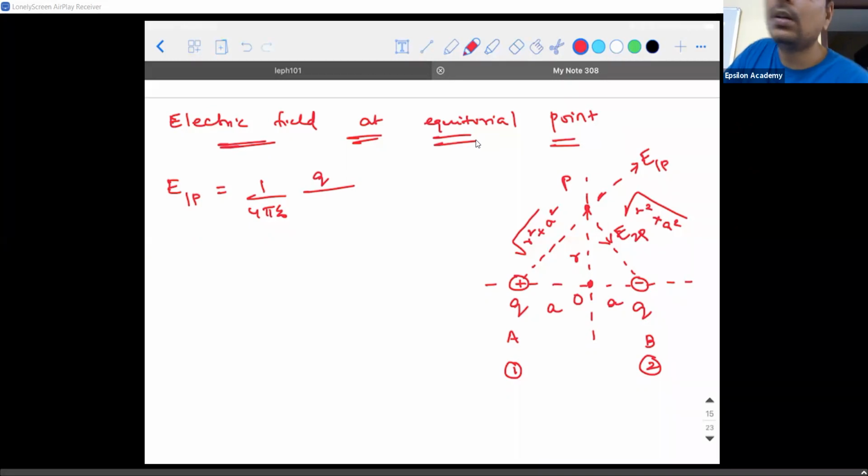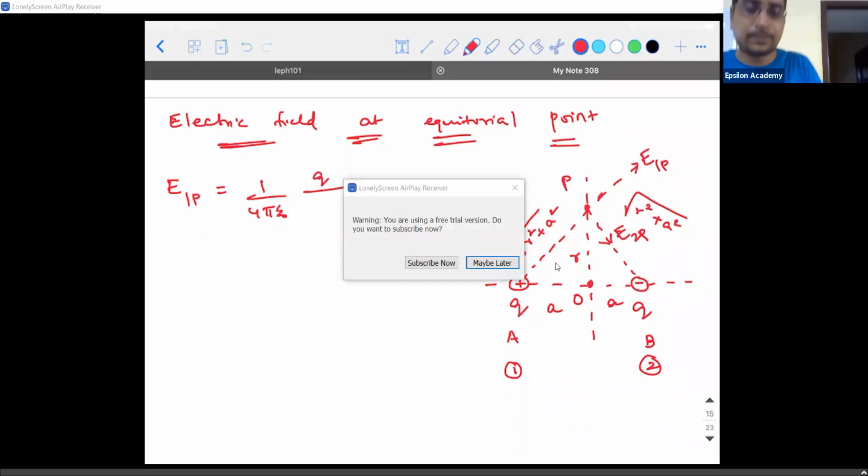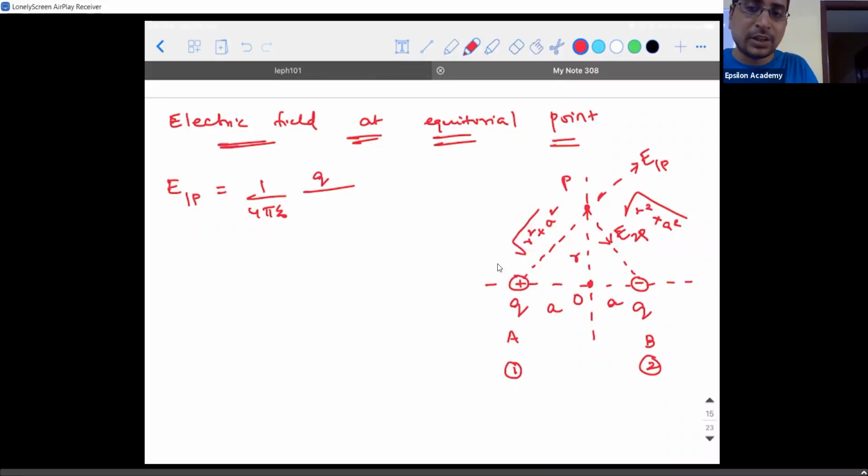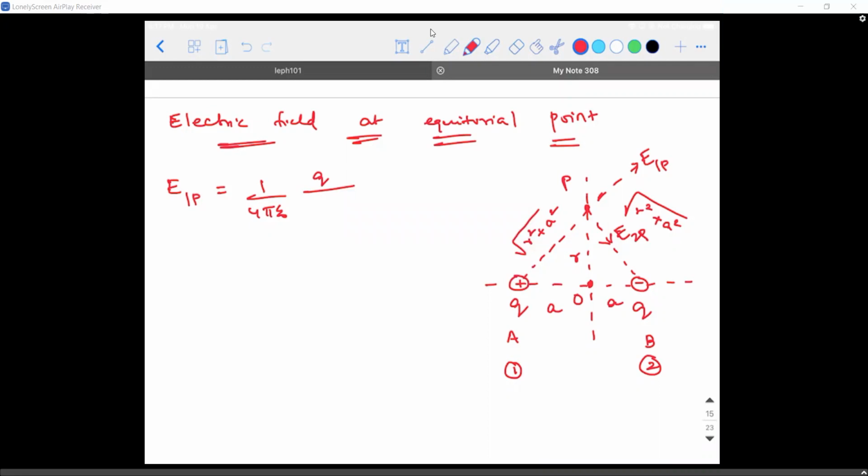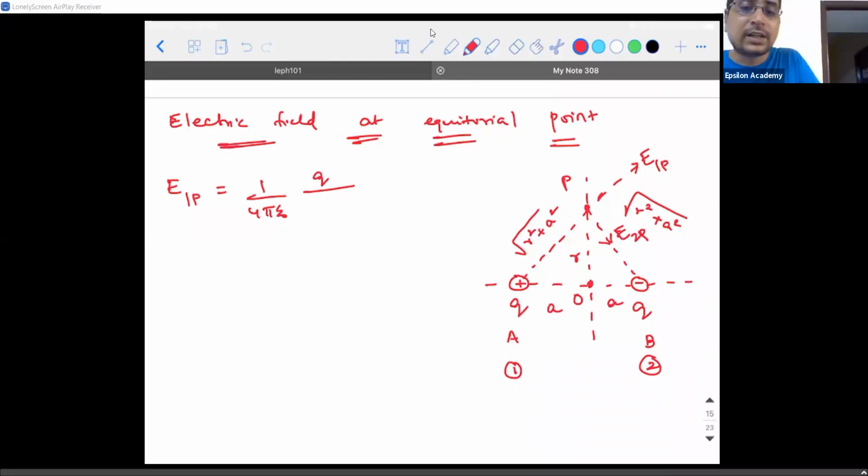Electric field due to a point charge is given as kq divided by r square, where r is a distance. Are you guys able to hear me? I want a confirmation. Students online are able to hear me. Yes, sir. Then why is there no response? I'm asking what is the electric field due to a point charge at a distance?